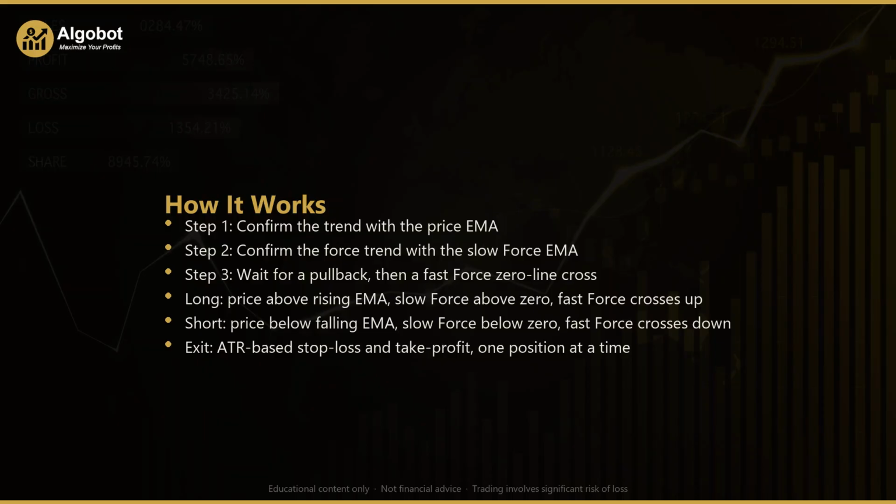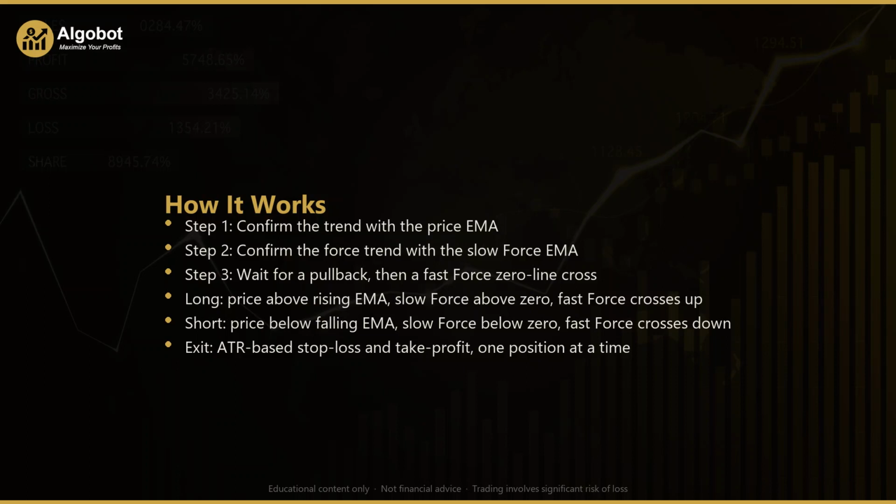The short setup is the exact mirror image. The closing price must be below a falling price moving average, confirming a downtrend. The slow force average must be below 0, confirming sellers are in medium-term control, and the fast force average must cross down through the zero line, meaning an upward pullback has just given way to renewed selling. When those three conditions meet, the strategy signals a short entry.